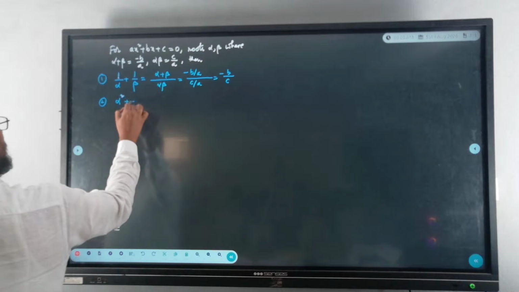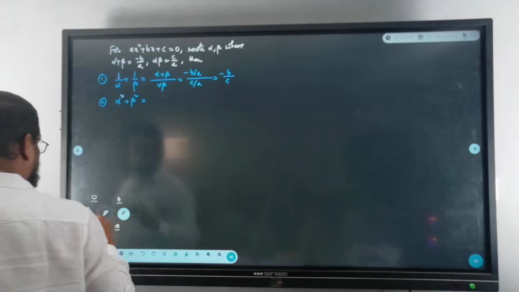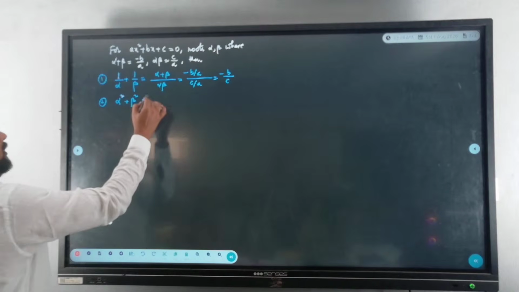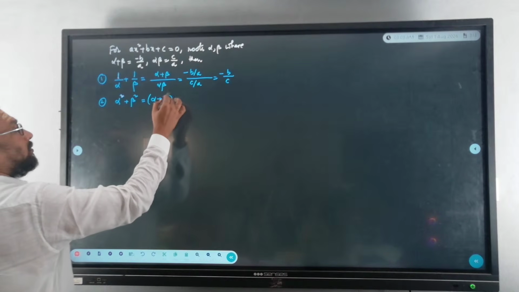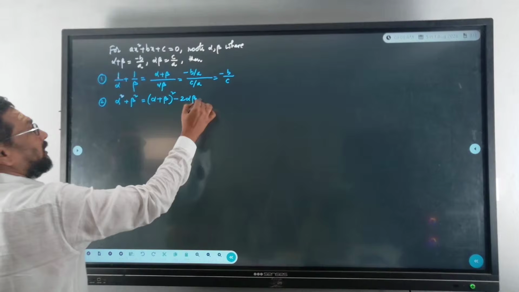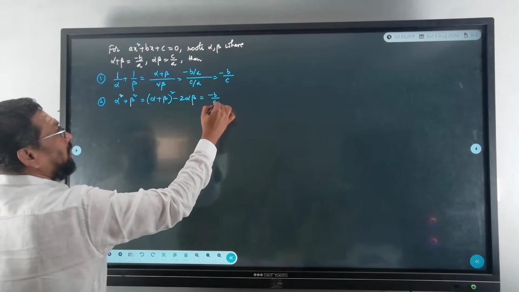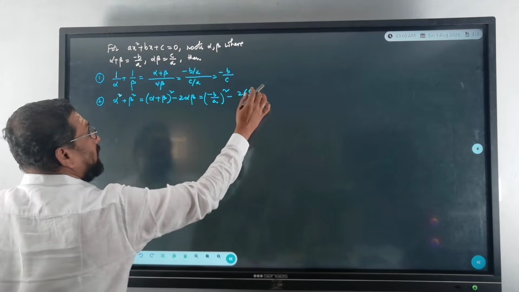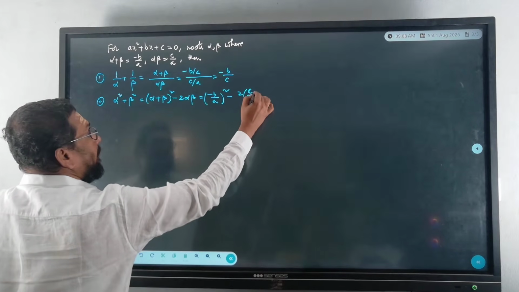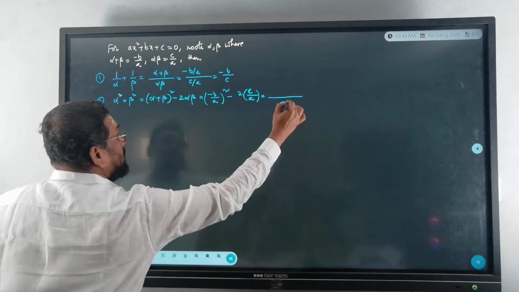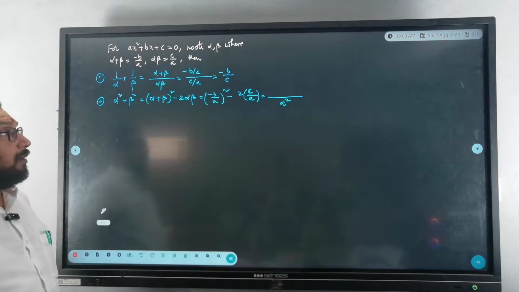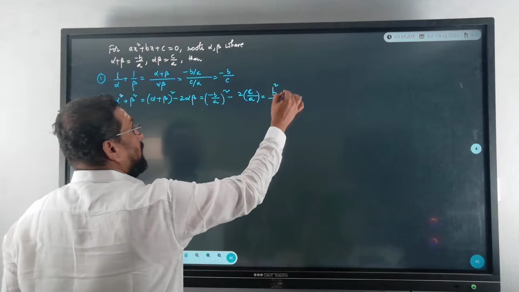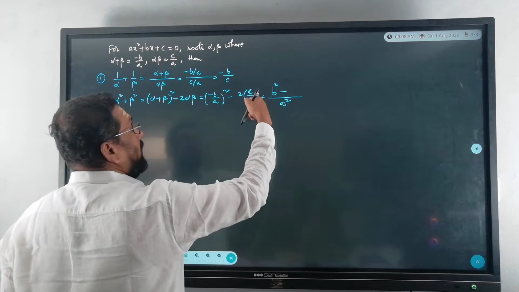Alpha square plus beta square is what? It can be written as alpha plus beta whole square minus 2 alpha beta. You know, alpha plus beta is minus b by a, whole square, minus 2 times c by a. Here LCM is a square, so b square minus 2ac by a square.